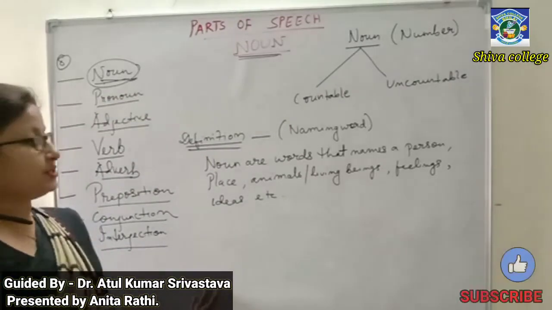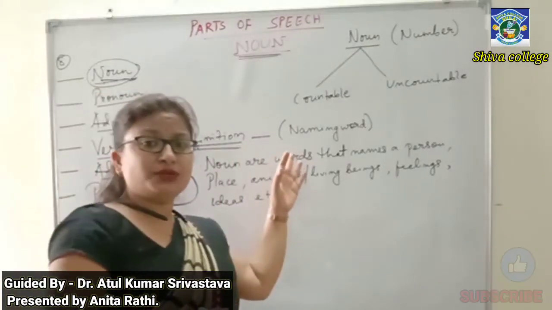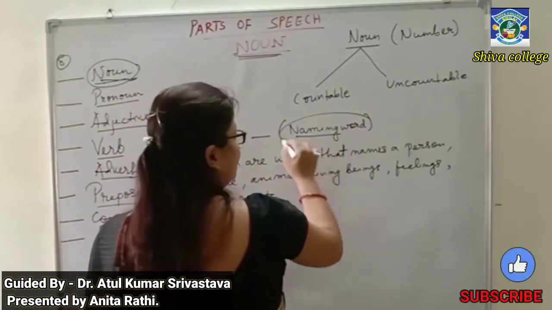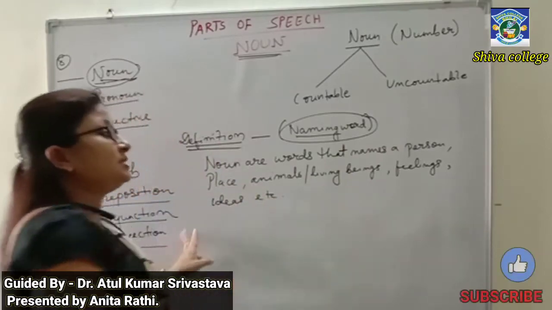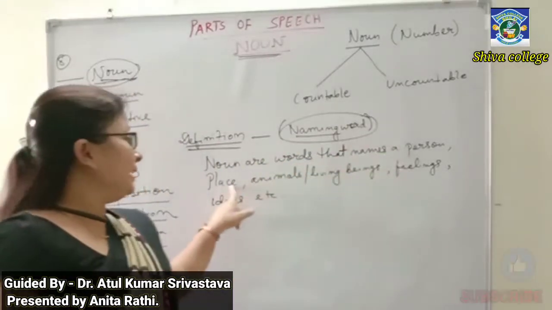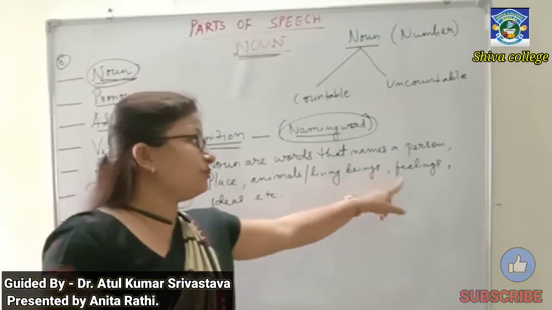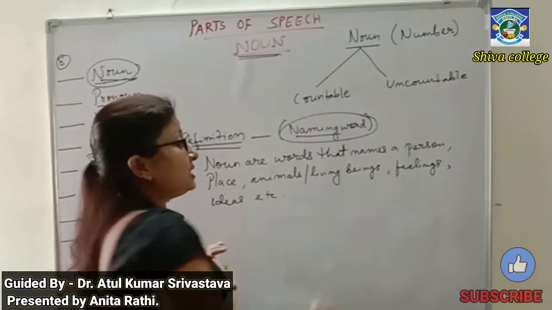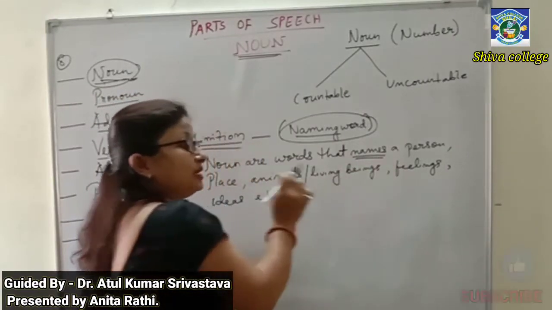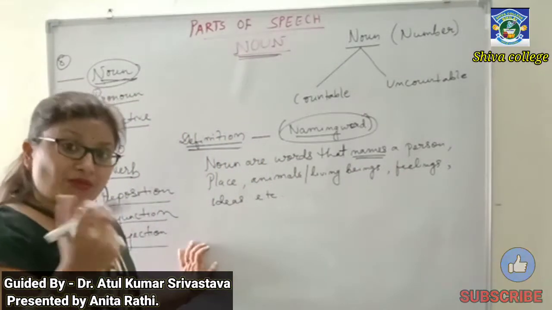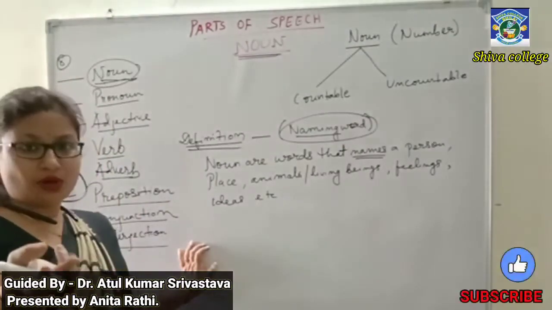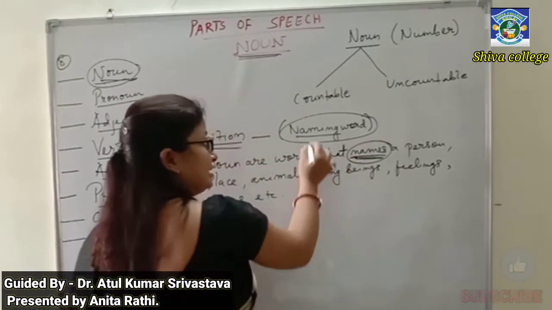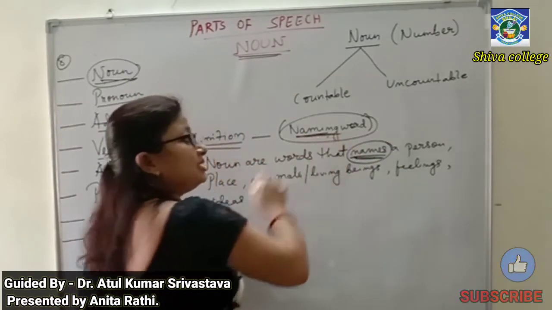What is noun first? Noun is usually called a naming word. Why is it called a naming word? Nouns are words that name a person, place, animals, living beings, feelings, ideas, etc. So nouns are the words that name. That means noun is the word that names a person, animal, place or thing. It is telling about the names of a thing. That is why we can call noun a naming word.